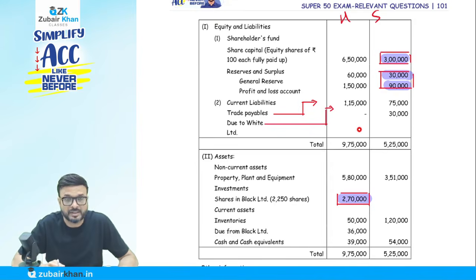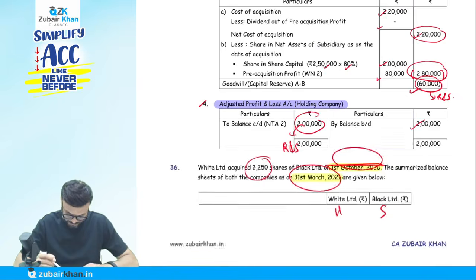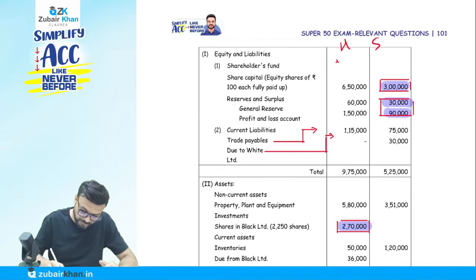Due to White Limited, it means what is due to White Limited? There are 2 companies here, holding and subsidiary. So due to, we call it new concept I will teach you, intercompany dues we call them. So due to White Limited, it means this is a holding company. What's the name of the holding company? White only. So this is white and this is black.